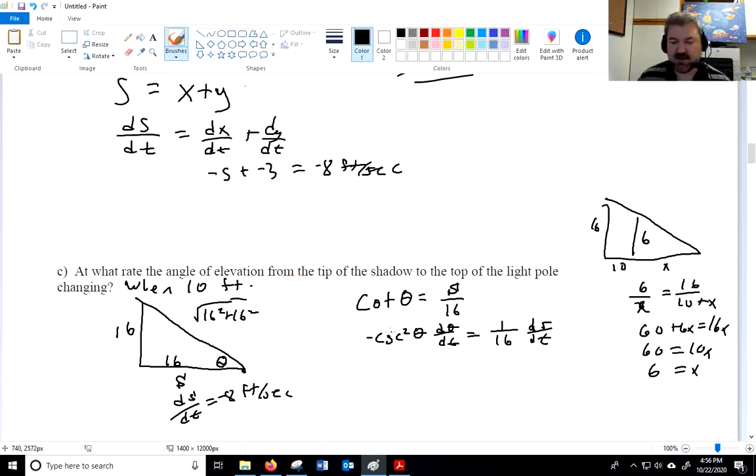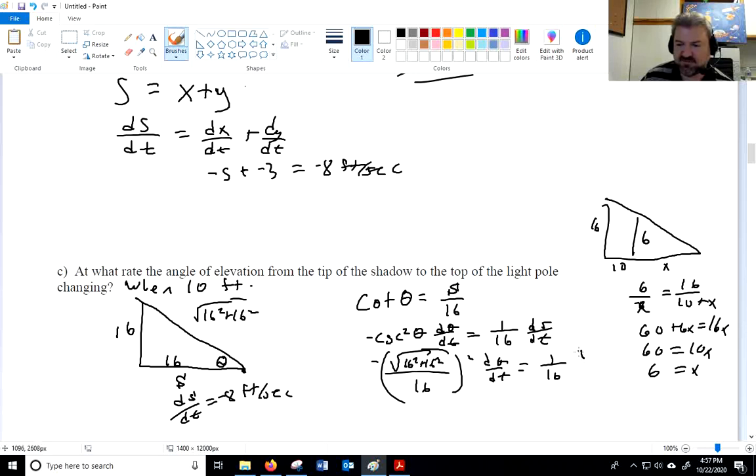Right? Which is perfectly fine, because watch what's going to happen. We're going to have negative cosecant. Cosecant is sine flipped over, right? Sine is opposite over hypotenuse. So this is hypotenuse over opposite. So this is the square root of 16 squared plus 16 squared over 16. But then that whole thing is squared, d theta dt. So the fact that it has a radical in it does not bother me one bit.